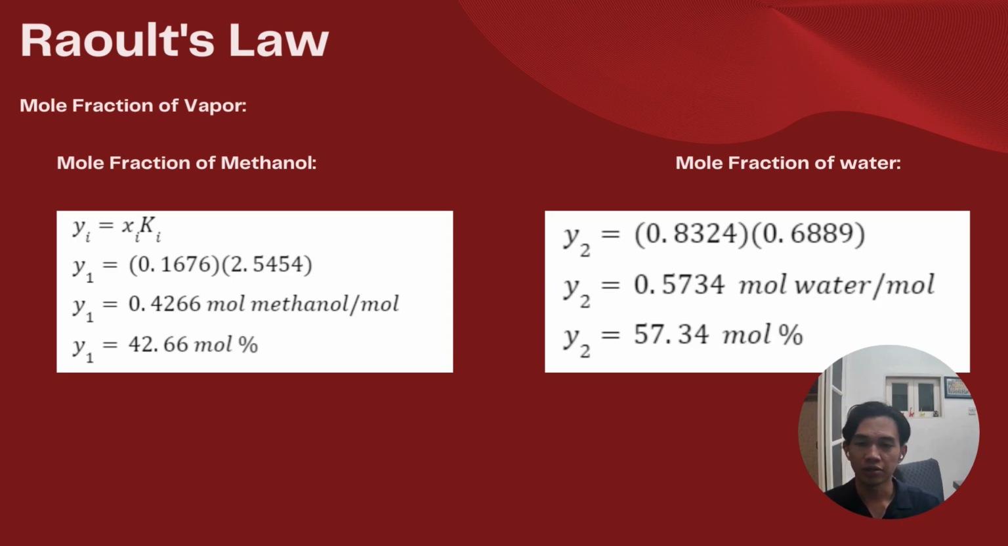For the next part, to find the mole fraction of methanol in the vapor, we can simply use the formula y equals x times k, where we get the x value from the previous slide, which is 0.1676, and k, which has been calculated by my group mate Praveen, 2.5454. This gives a value of 0.4266 mole methanol per mole, which is 42.66 mole percent. We can also use the same method to find Y2, which is equivalent to 57.34 mole percent.